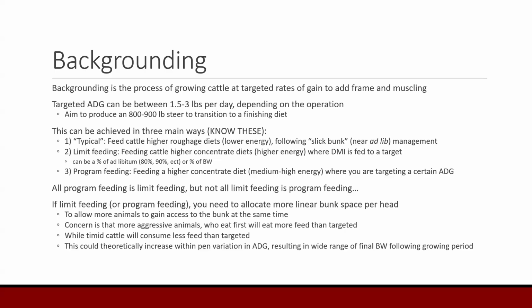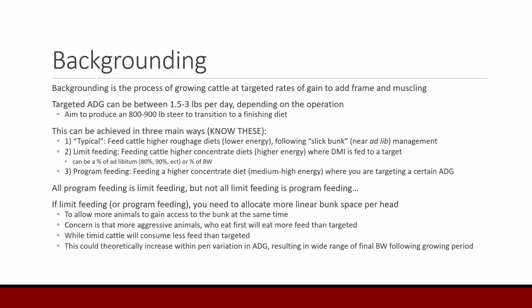You also have hungrier animals, so you probably need better bunk lines. Otherwise, they'll crawl through the bunk lines. You need to have better trained staff who are more dialed in on loading ingredients into the mixer, who are more dialed in on delivering the appropriate amount of feed to the bunk each day. Make sense? So there's a lot more logistic challenges around that.